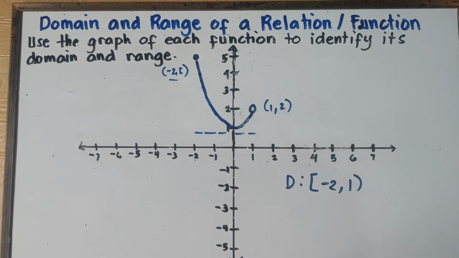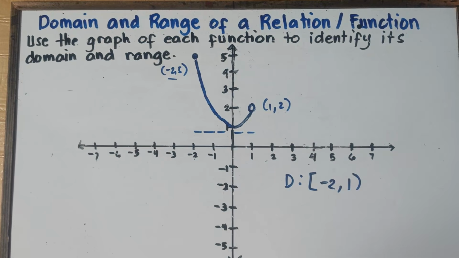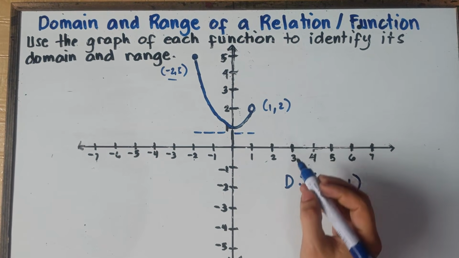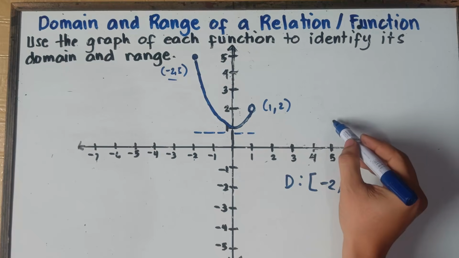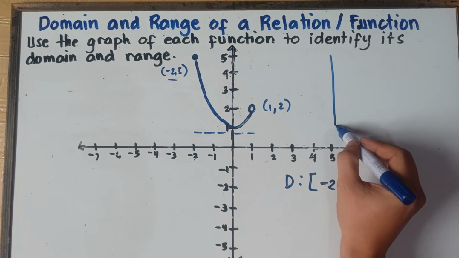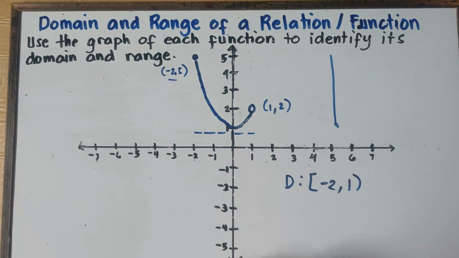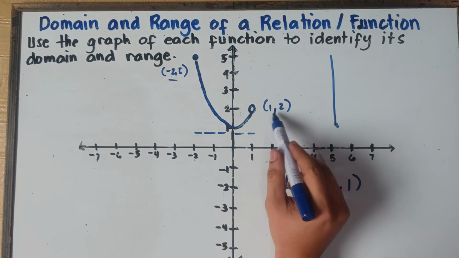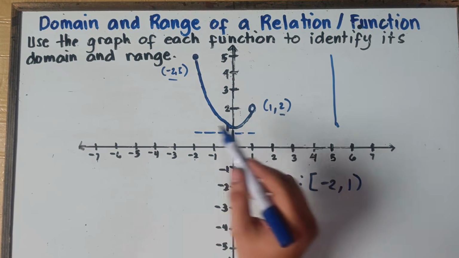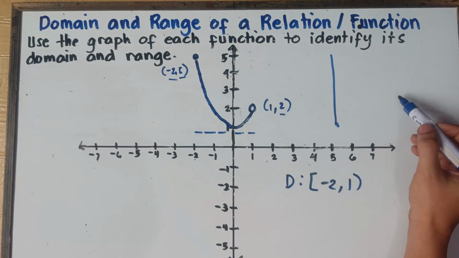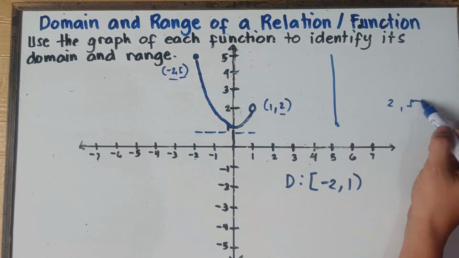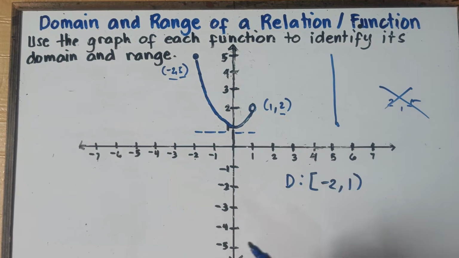Alright, and then for the range, class, that will be the vertical distance. This will be quite tricky, class. Of course, we know the range is the vertical distance, right? You start at the bottom part, going upwards. Now, for the range, we know the ordered pair, the y value is 2, right? And here, that will be 5. Now, if your answer, class, is 2 and then 5, you will commit a mistake.